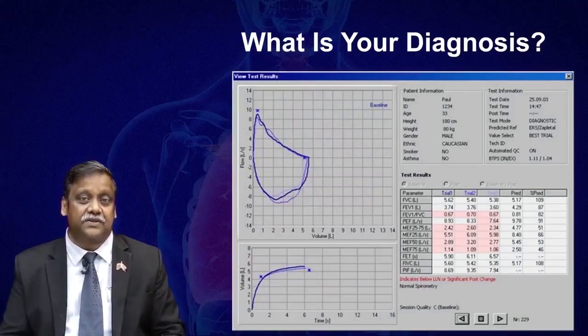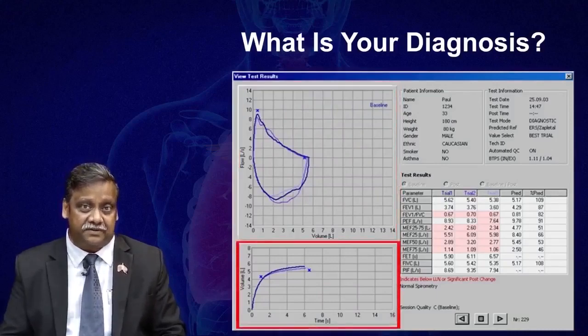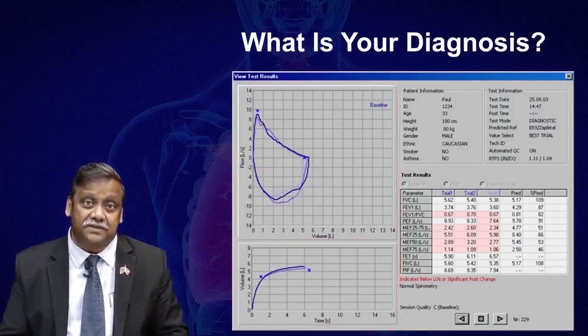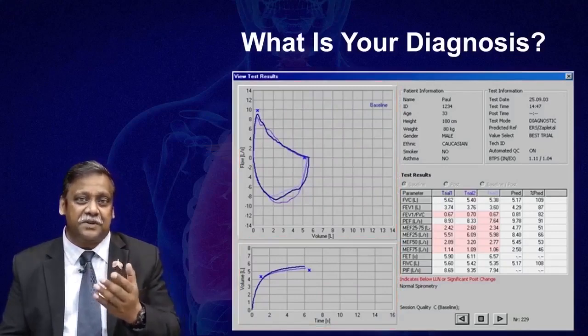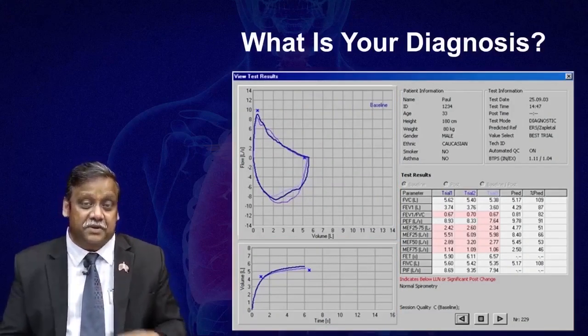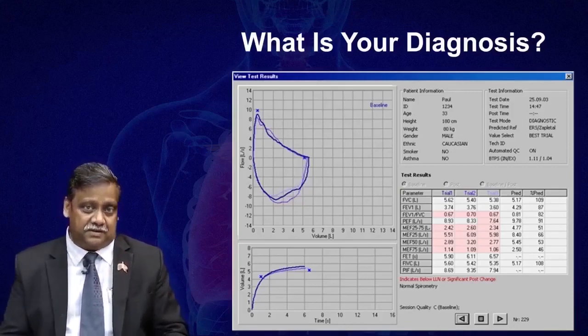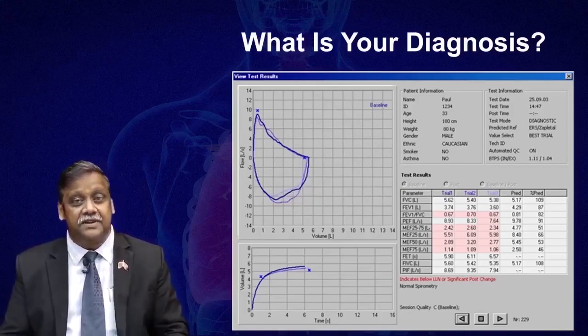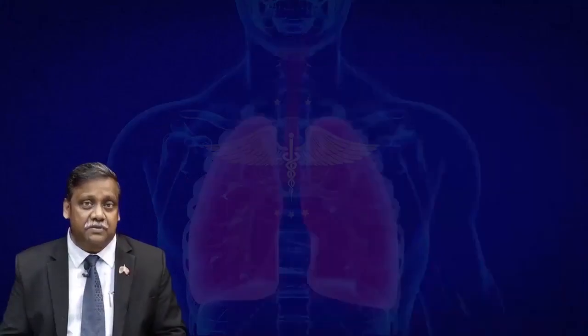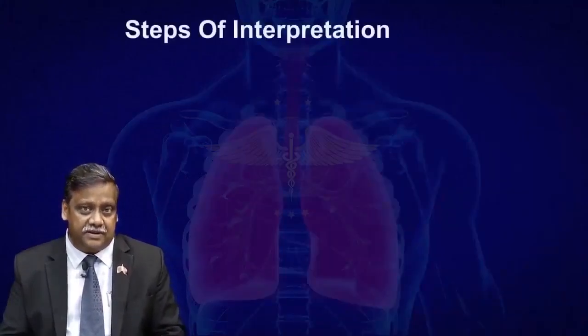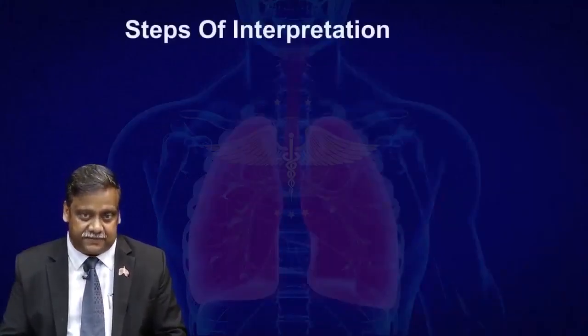There are two graphs over here. You have the flow volume loop and the volume time graph. Can you make an interpretation of this? Perhaps many of you may not be able to, because many of us are not taught how to interpret spirometry by looking at these curves. Let me share my secrets with you about how to interpret spirometry by looking at the shape of these curves.